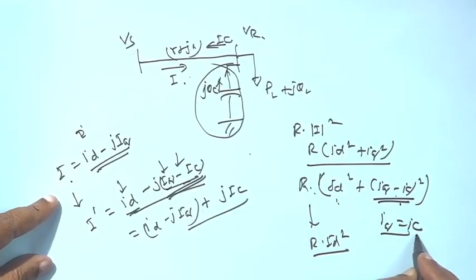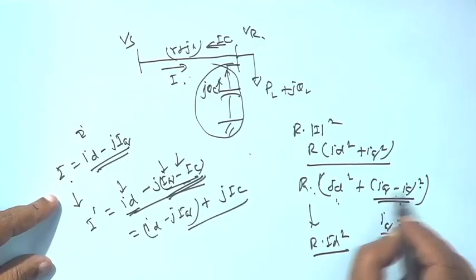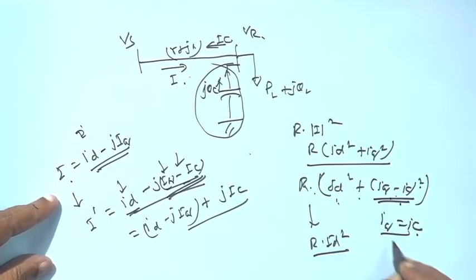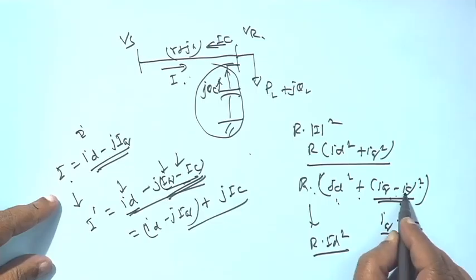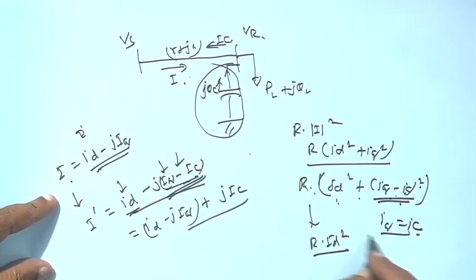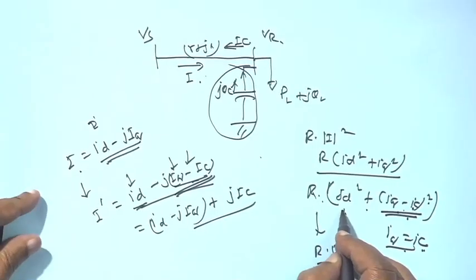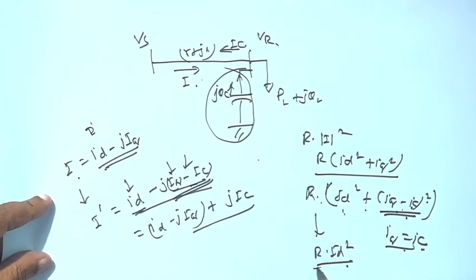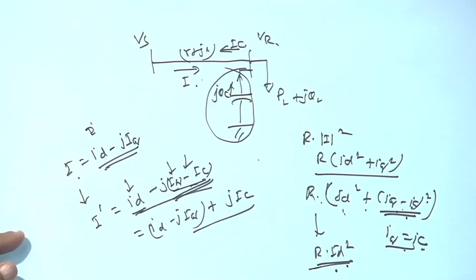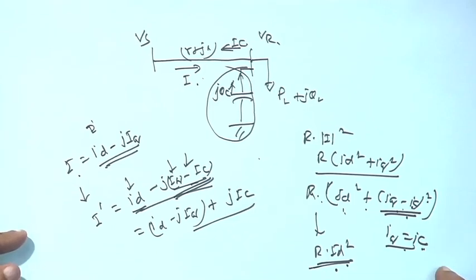But theoretically you can make Iq equal to Ic. If you make Iq greater than Ic, it does not matter, it is squared, some component will be added here. But in the ideal condition Iq equal to Ic, this term will vanish. That means the loss will be R Id square. So loss in any network cannot be made 0. This part of the power loss will remain in any electrical circuit, it is the inherent property of any circuit, you cannot make it 0.